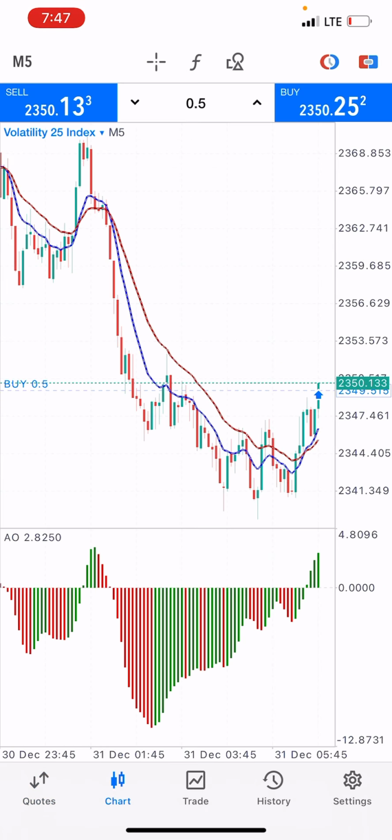So guys, let's quickly check out. Okay, so guys, this is the volatility index strategy for Volatility 75 Index, Vix 50 Index, Vix 25 Index, and Vix 10 Index. Guys, this is a very powerful strategy for you to make money.